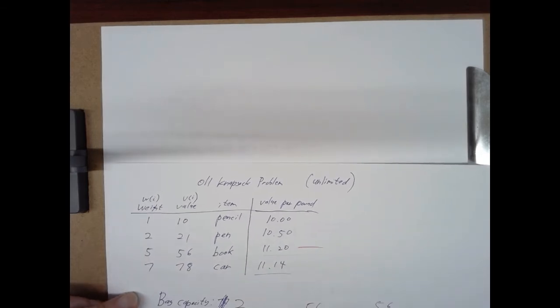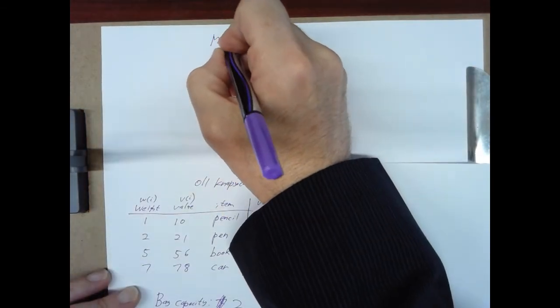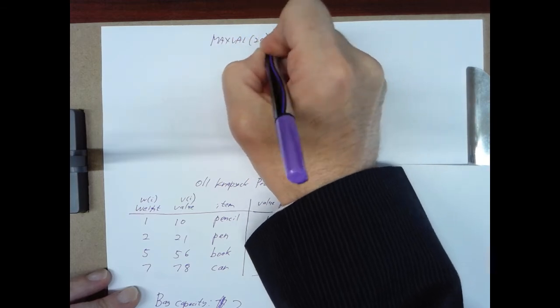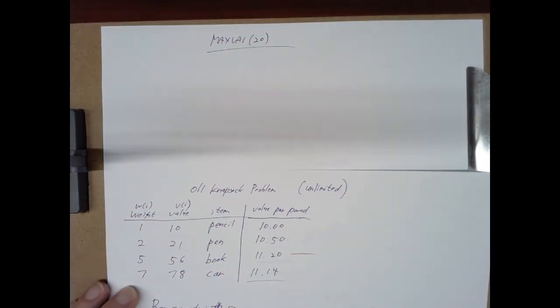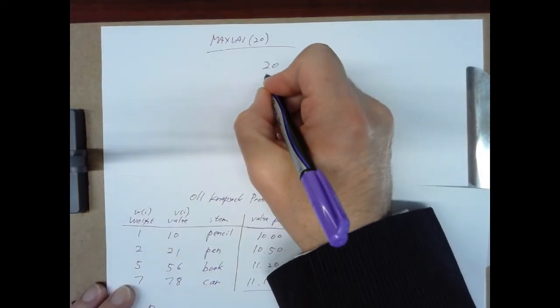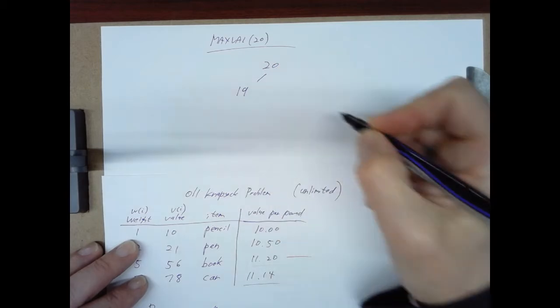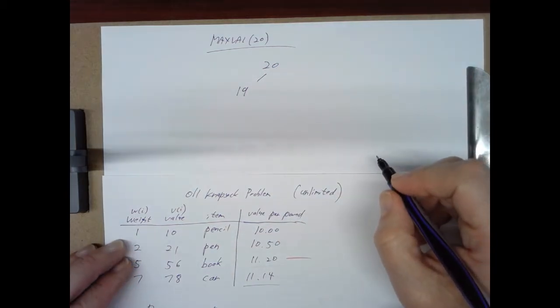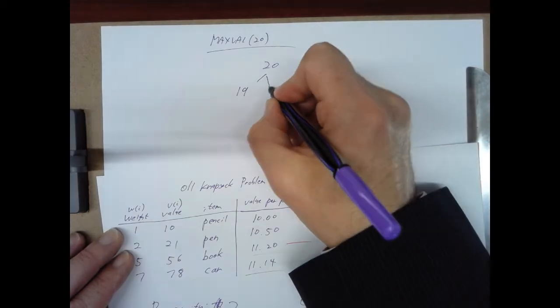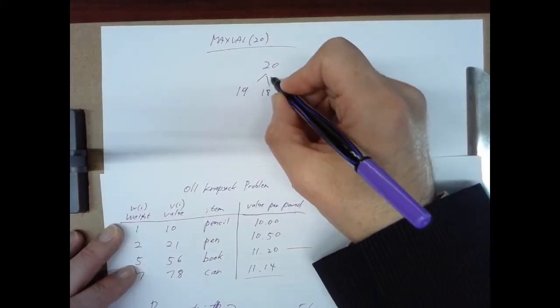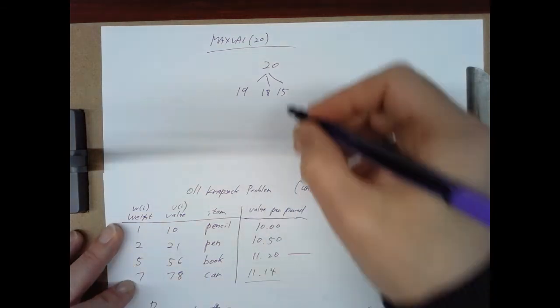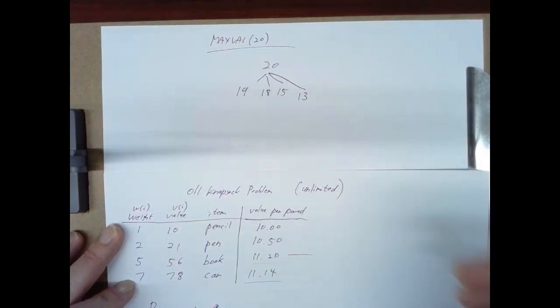So what does this look like? Let's stick with our original inventory, 1, 2, 5, 7, and let's find MaxVal of 20. Well, if we put item 1 in, we're going to need to find the MaxVal for a bag that can hold 19 pounds. If we put item 2 in, that weighs 2, we're going to need MaxVal of 18. If we put item 3, that weighs 5, we're going to need MaxVal of 15. If we put item 4, that weighs 7, we're going to need MaxVal of 13.